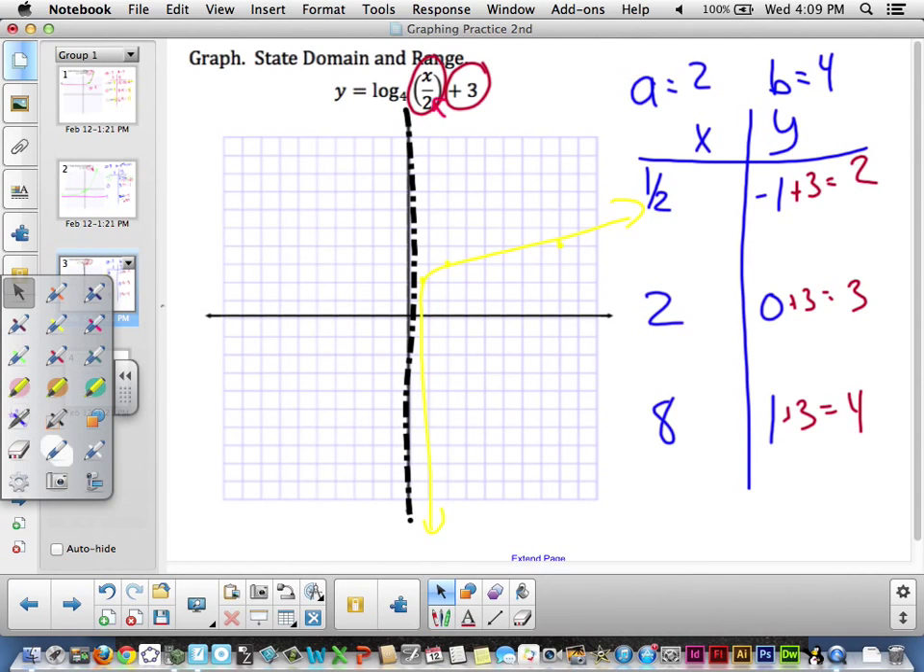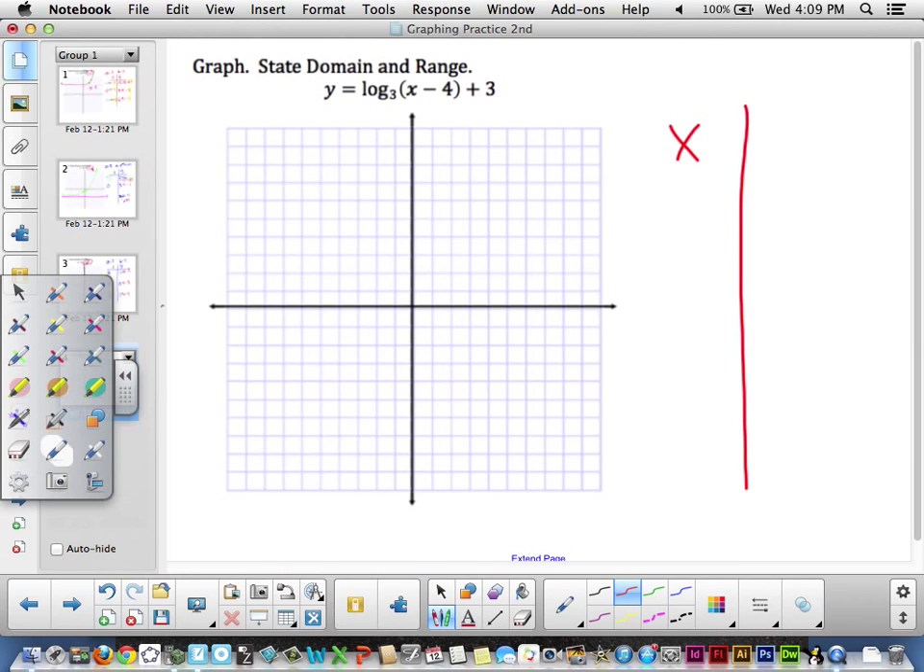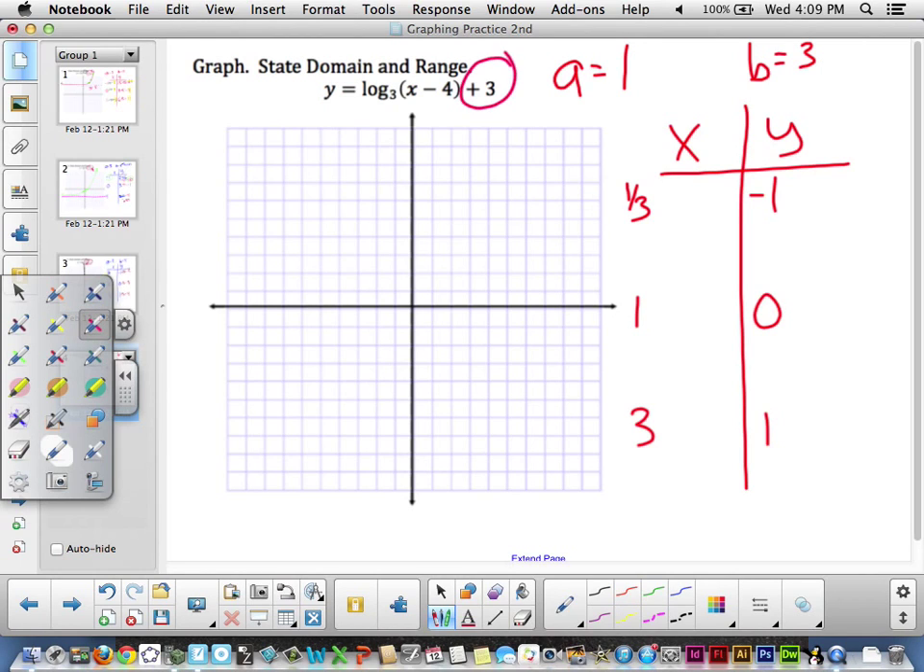Okay, our last graph, then we're going to go back through and talk domain and range for each of those. Same thing, make your XY table, identify A and B. A is 1 because there's nothing divided by the x. B is 3. So our y's would be negative 1, 0, and 1. We're starting at 1. As we get bigger, we multiply by 3. As we get smaller, we divide by 3. Our y values, we're going to add 3 to all of them. So our y values become 2, 3, and 4.